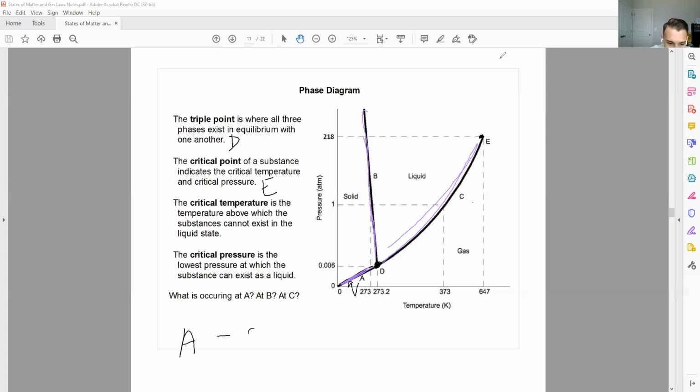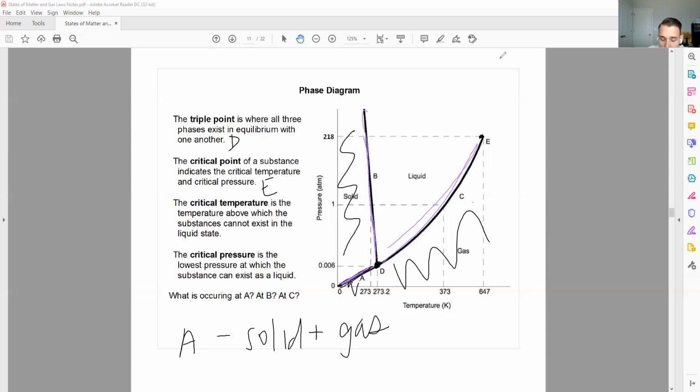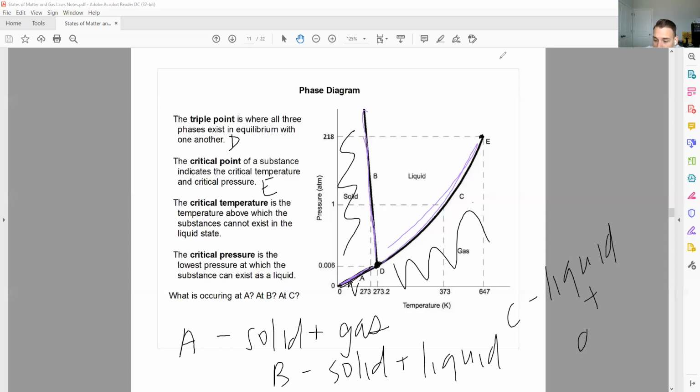So at A, you have both a solid and a gas. So this portion here is a solid, this portion is a gas. So on that line in between them, you have both. So B is going to be both a solid and a liquid, and C would be both a liquid and a gas. So you've got both states occurring at the same time. Just like at the triple point, you've got all three.